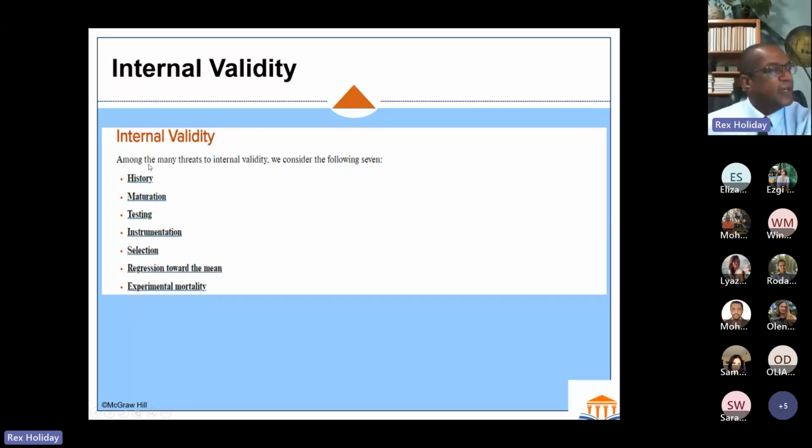Okay, internal validity. Among the many threats to internal validity, we consider the following seven: history, maturation, testing, instrumentation, selection, regression towards the mean, experimental mortality.